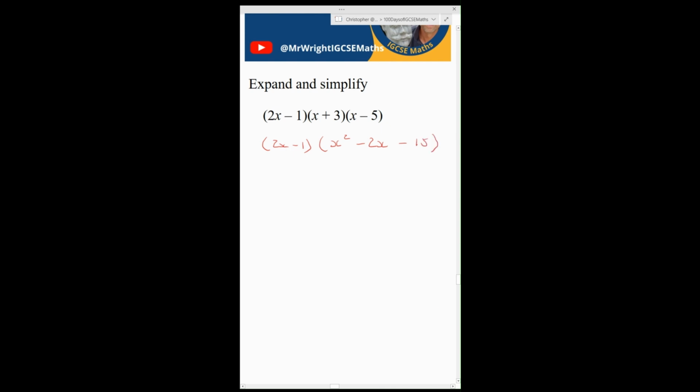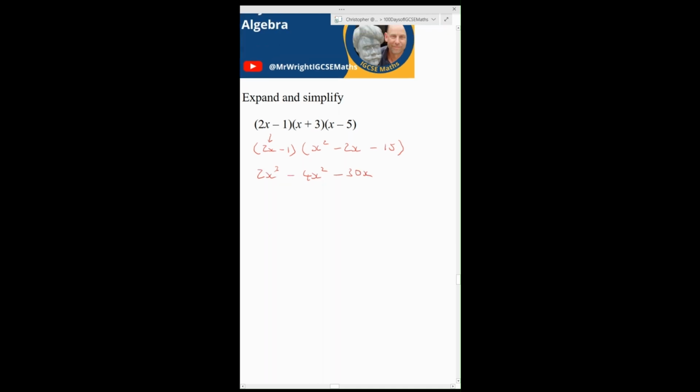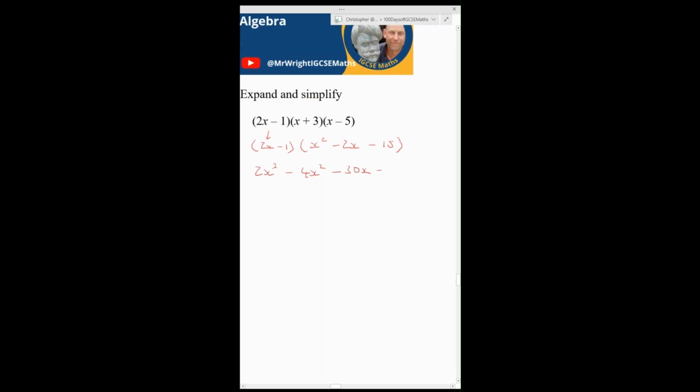Now I'm going to multiply each term in the second bracket by 2x. So I'm looking at each term in the second bracket, and I'm multiplying it by 2x. Okay, and now I'm going to look at each term in the second bracket and multiply it by minus 1. And now I'm going to tidy this up. 2x cubed minus 5x squared minus 28x plus 15.